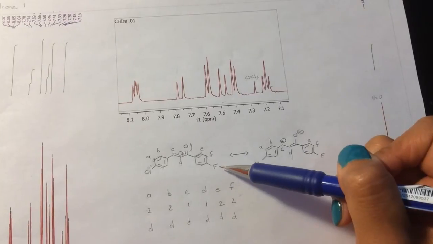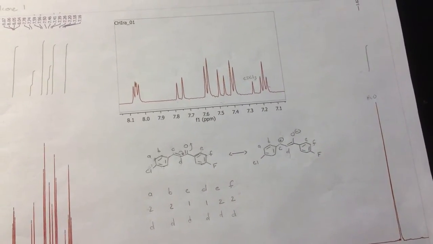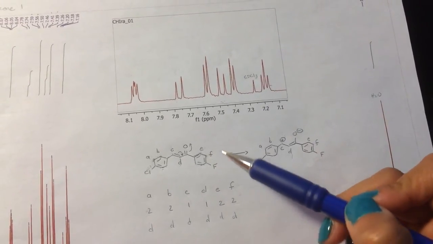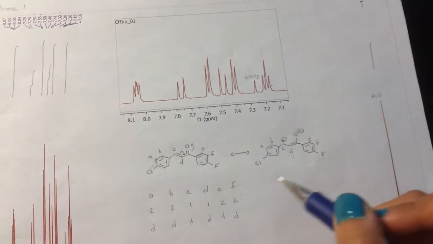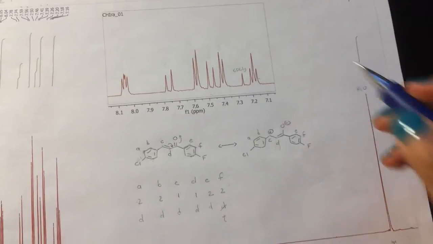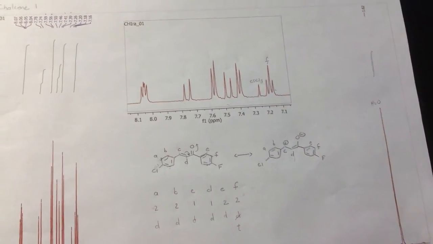So you can actually treat fluorines a lot of times just as if they were another proton. And so F ends up feeling like it's next to 2 different protons, so n+1 for that ends up being 3, and so this is going to be a triplet. And so this triplet that's here belongs to proton F.